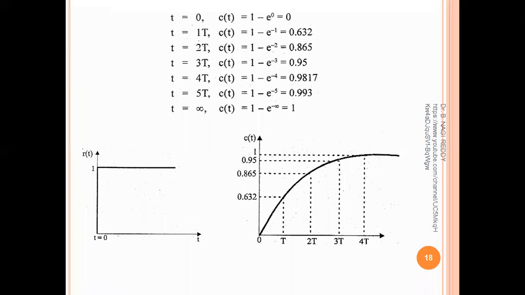If we want 2% error, we need to go for 4T. At 4T, we have 0.9817. That means here the error is less than 2%. So we can say at 4T, the output response has reached steady state. Practically, we can consider it like this. So based on these approximations, the time constant values will be calculated.